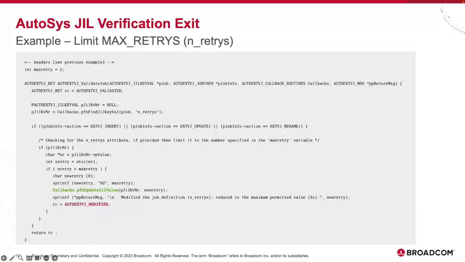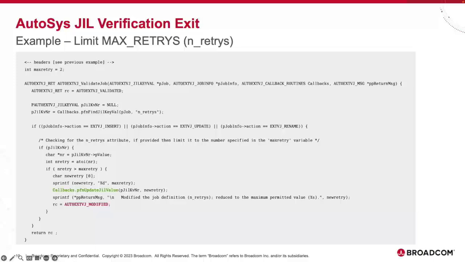The code will determine if the n retries value is contained within the job definition, and if so, compare it to the defined limit. If the specified n retry value matches or is below the limit, then the change will be applied. If, however, the specified value exceeds the limit, then the code will reduce the setting to the maximum permitted, which in this case is 2.